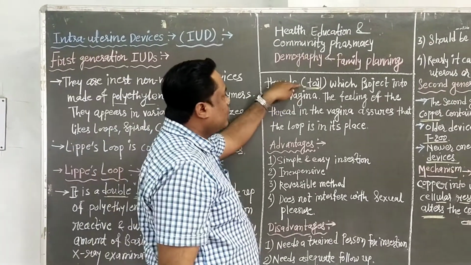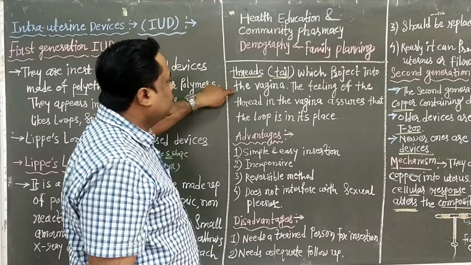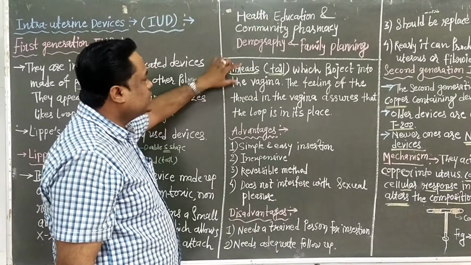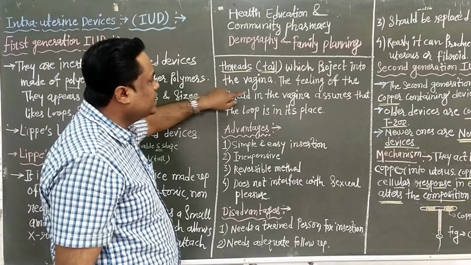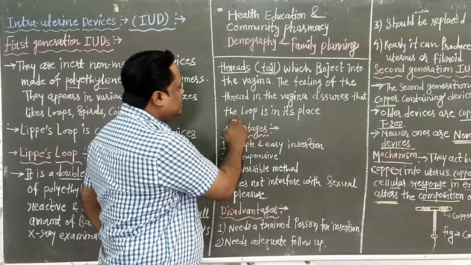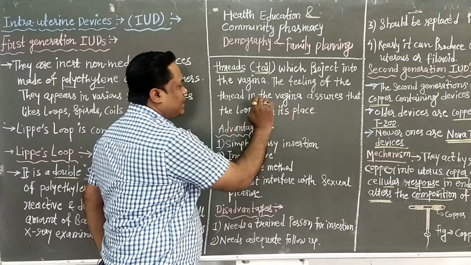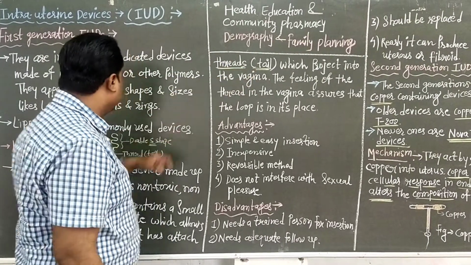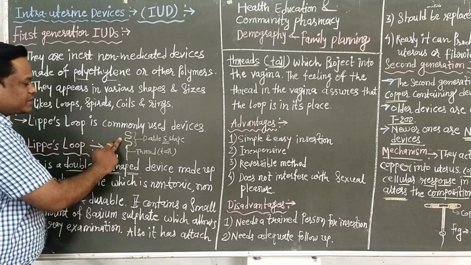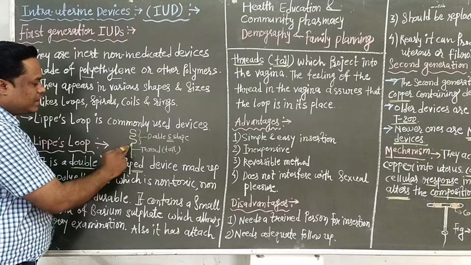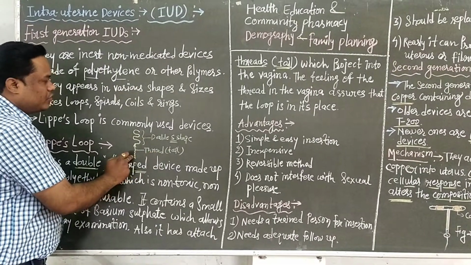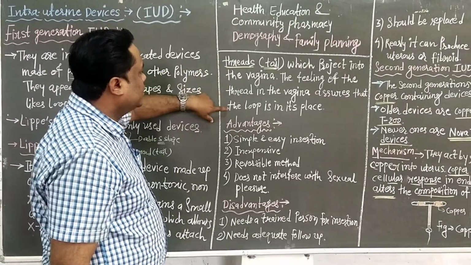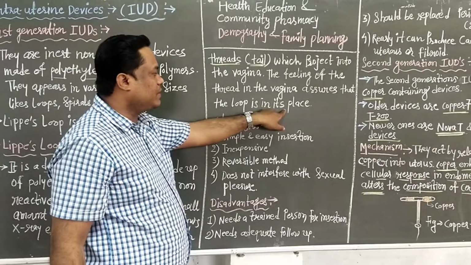The threads, which are called the tail, project into the vagina. What is the use of these threads? Feeling these threads in the vagina assures that the loop is in the proper place. This is the work of the tail. This Lippes loop contains the double S shaped structure, and also it has one thread attached. It is called the tail, which assures that the loop is in the proper place.